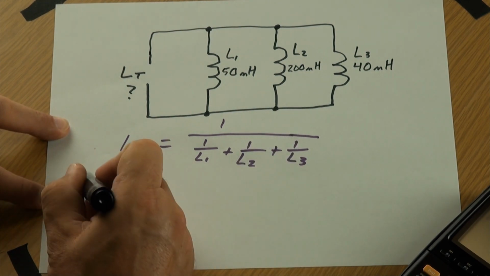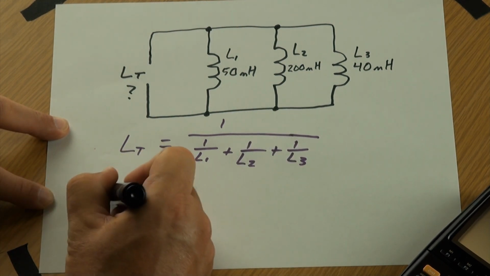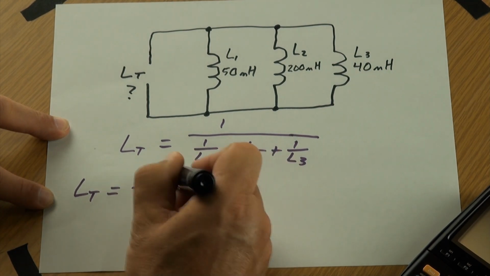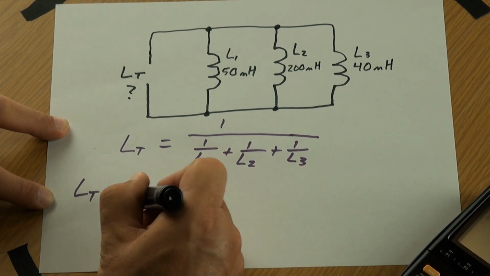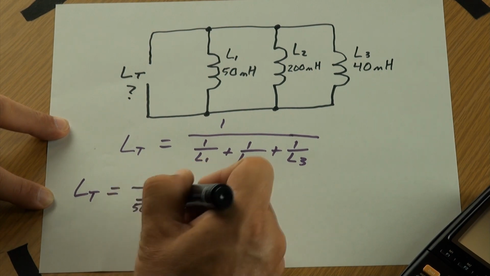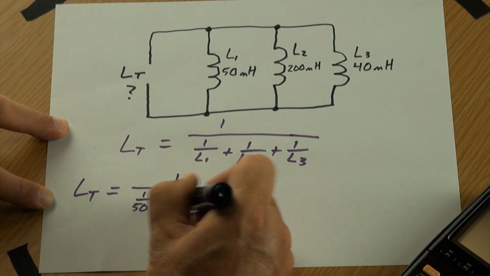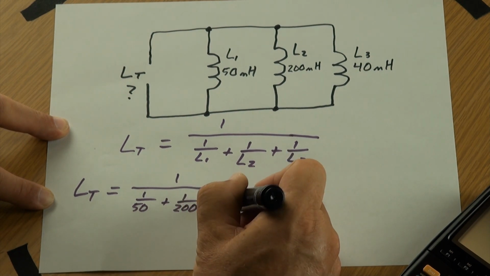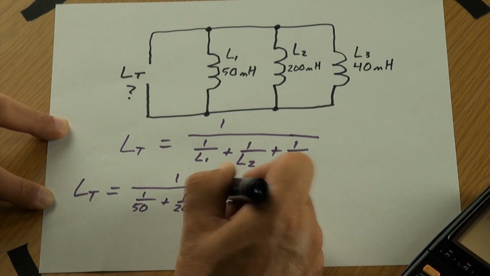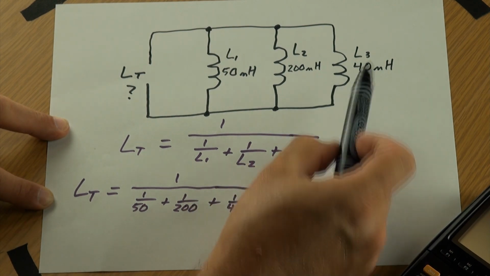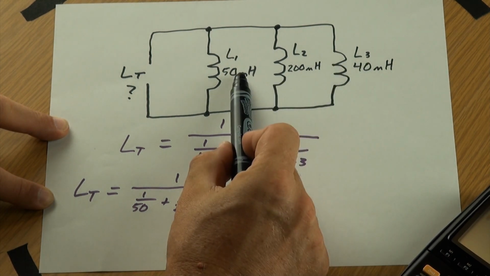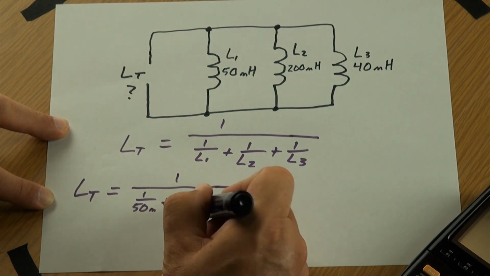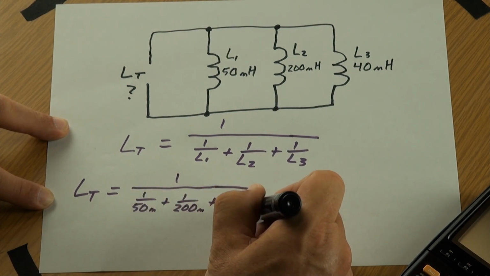As we put our values in here, we see that the total inductance is going to be 1 over 1 over 50 plus 1 over 200 plus 1 over 40. And I've actually shortened that just a minute. I need to remember as I enter these that all of these are millihenries. So make sure that we get the millis in there as we're entering it into the calculator.